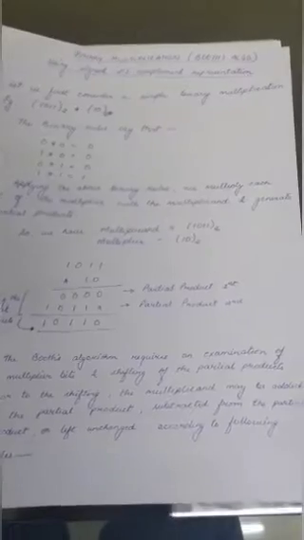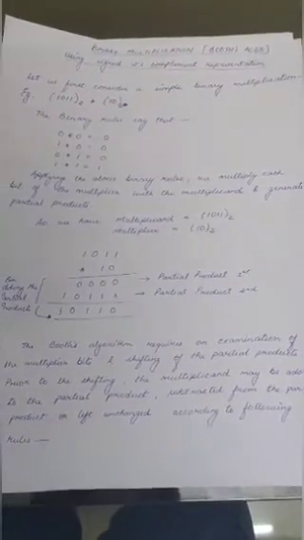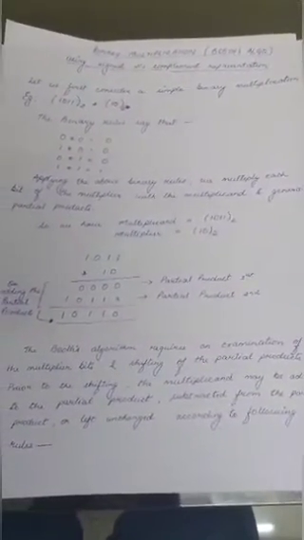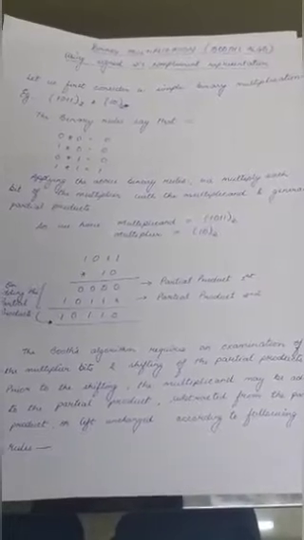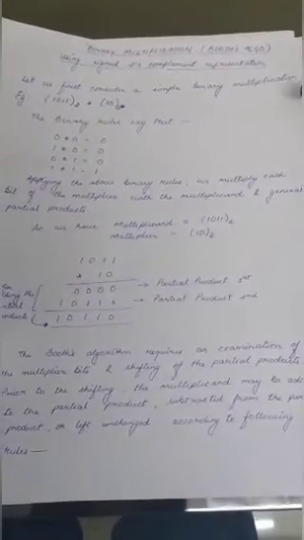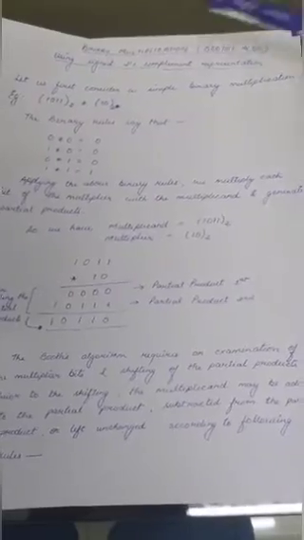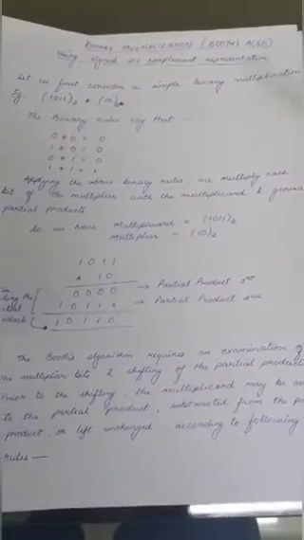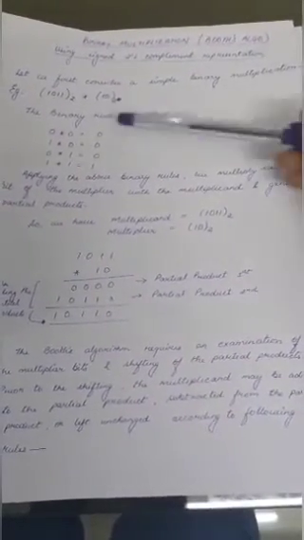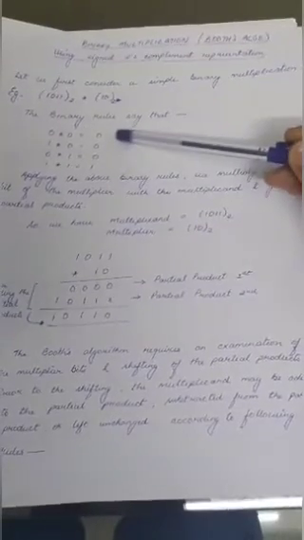So students, let me first discuss how binary multiplication actually takes place manually, and later on we are going to see how this multiplication can be done using the Booth algorithm. I have taken one example wherein I have taken two binary numbers: this is the multiplicand and this is the multiplier. Before going for this multiplication, we need to consider the following 4 rules.